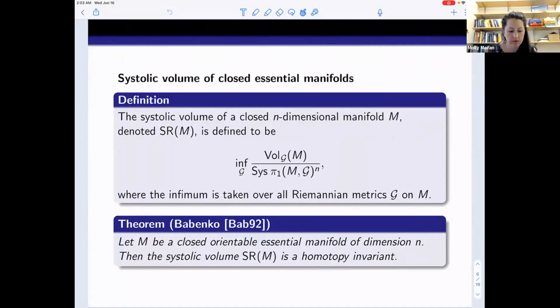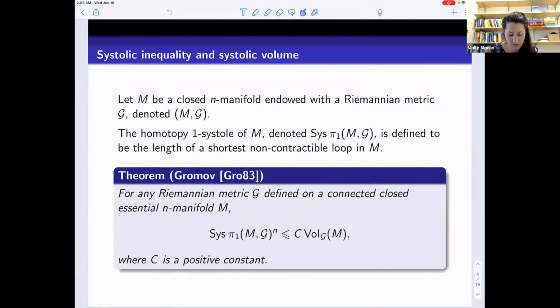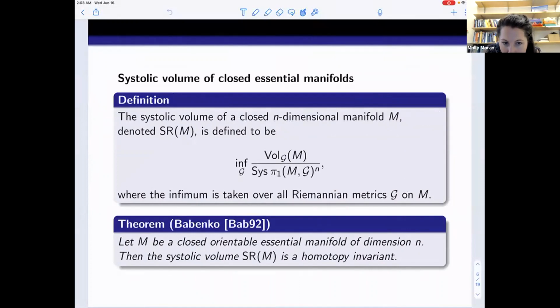According to the systolic inequality, we can define a topological invariant called the systolic volume. It is defined to be the infimum of the ratio of the volume to the homotopy 1-systole to the nth power. In terms of the systolic inequality, we know for all essential manifolds, the systolic volume is a positive constant. And moreover, Babenko proved that for a closed orientable essential manifold, the systolic volume is a homotopy invariant.